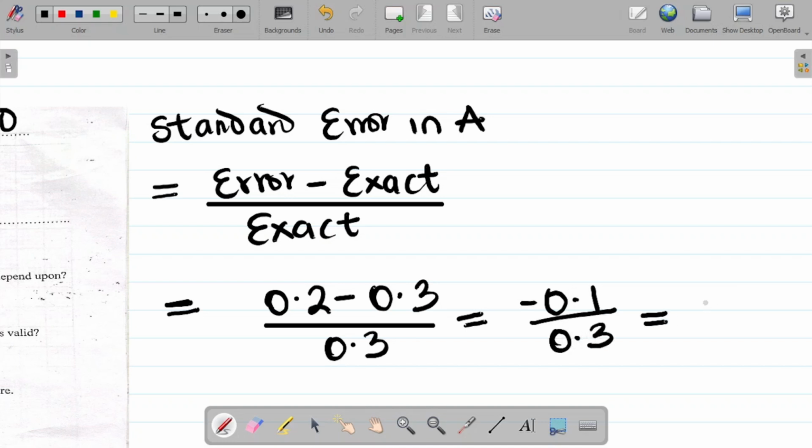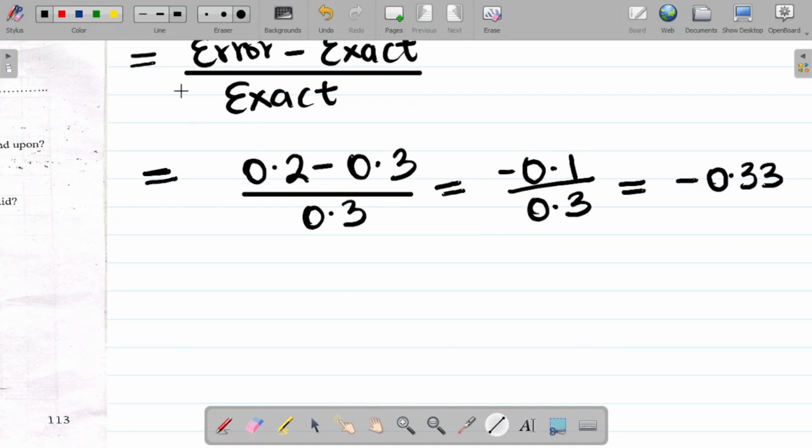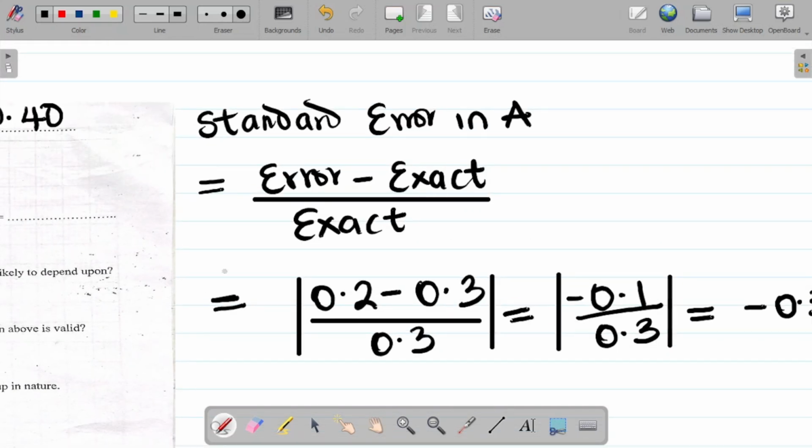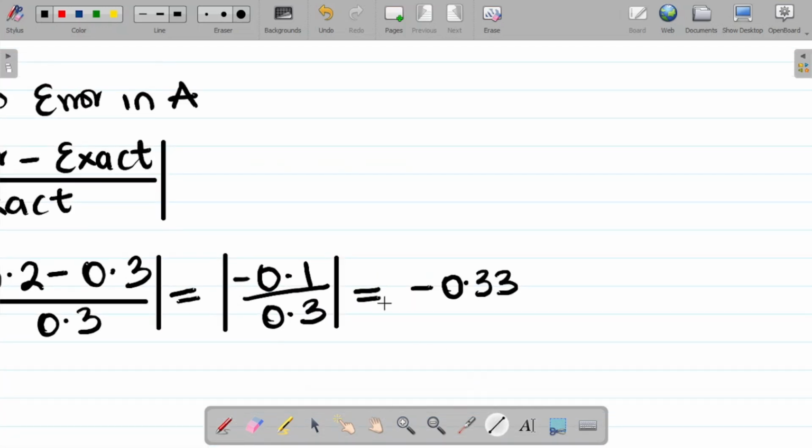If I do this, it will be equal to minus 0.33. Alright, but we want our error to be a positive number. So what do we do? We just simply take the absolute value. I'll take the absolute value of each of these, including my formula 2. The concept of taking absolute value is to ensure that the error is a positive number. That's all, no big deal.